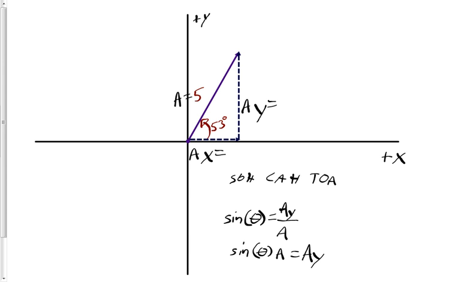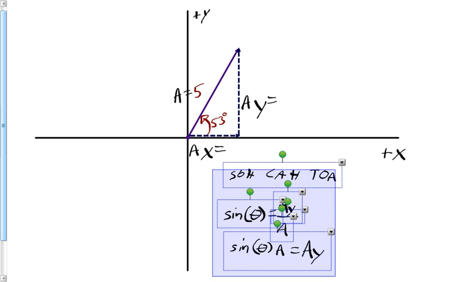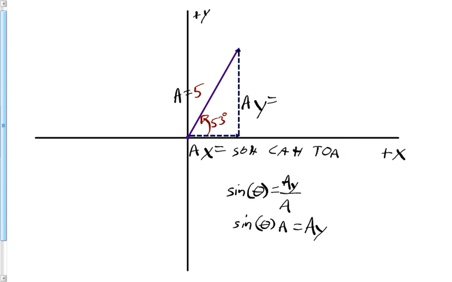That in turn gives me the sine of, in fact, let me take these things and move them up a little bit. There we go. So the sine of the 53 degrees times the 5 is going to give me whatever the value is in the y direction. And that will give me a value of 4. It's a 4-5 triangle. I really like those because it makes my life easy.